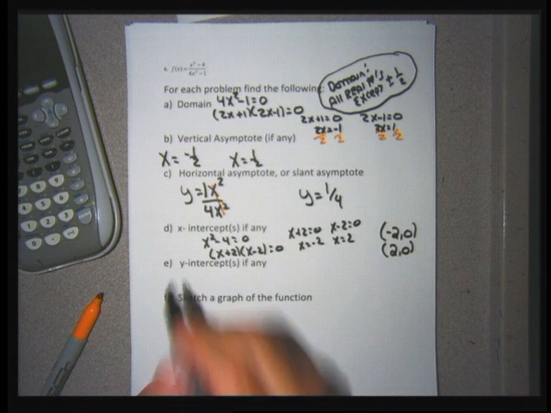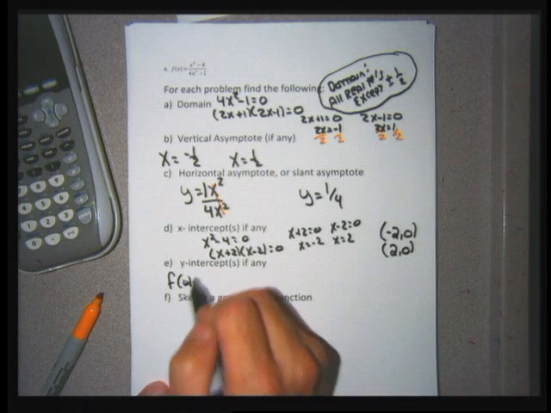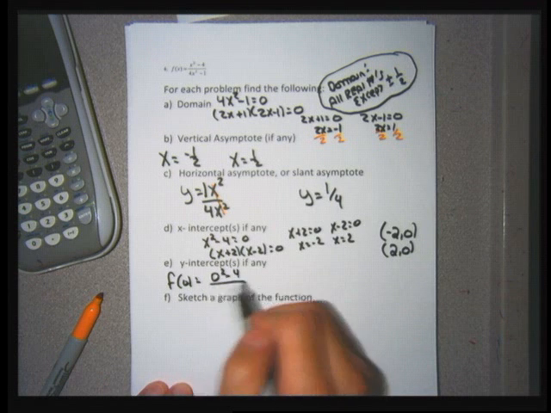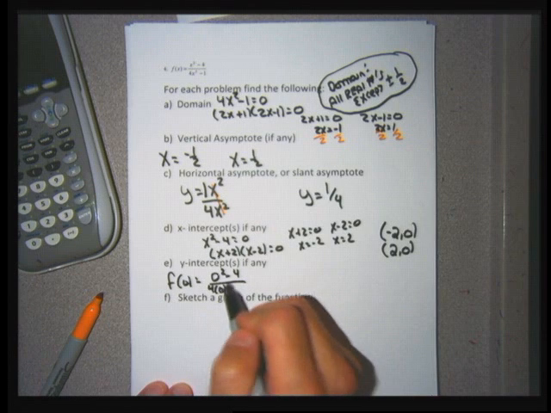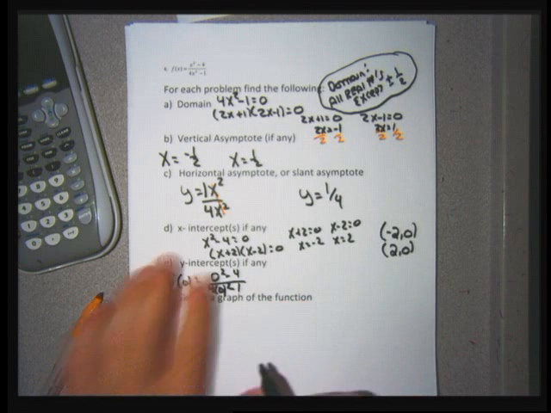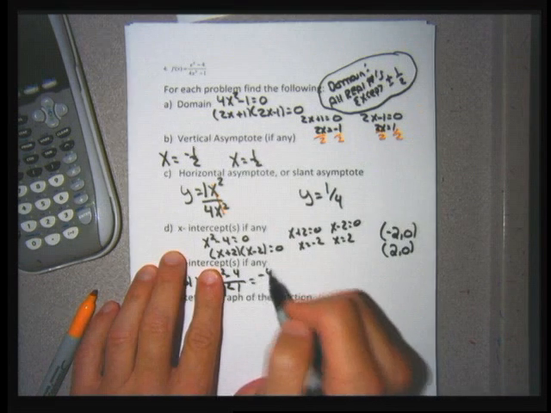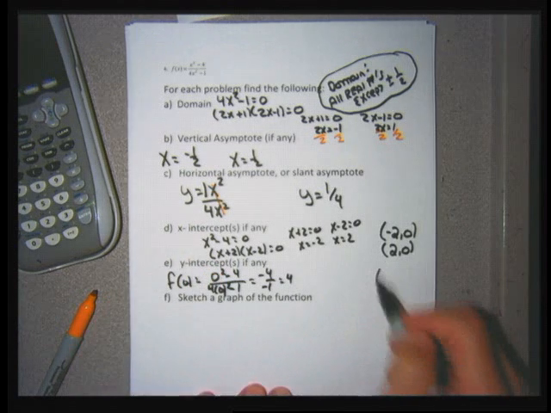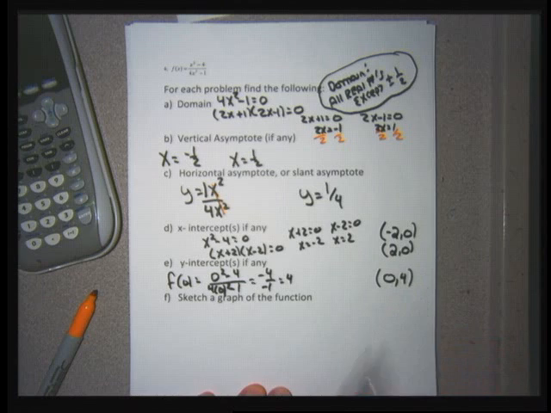For the y-intercept, I go f of 0 equals 0 squared minus 4 over 4 times 0 squared minus 1. The pieces with the zeros cancel out. I'm left with minus 4 over minus 1, which is positive 4. The y-intercept is going to be the point 0, 4. So I'm going to try to draw all those features.